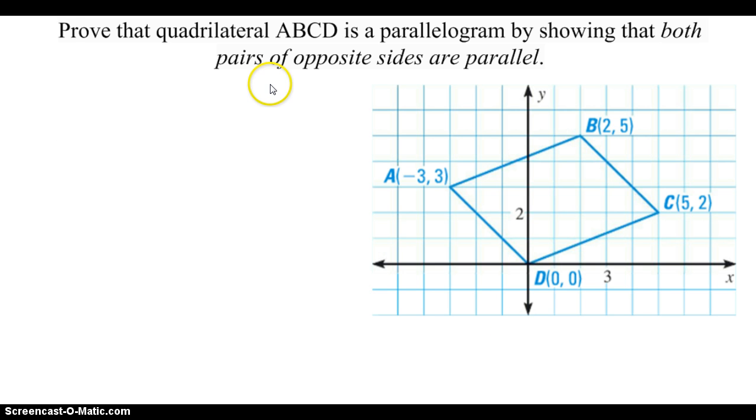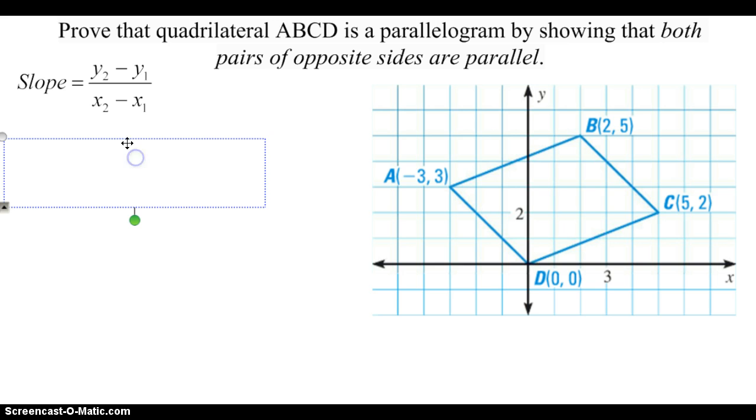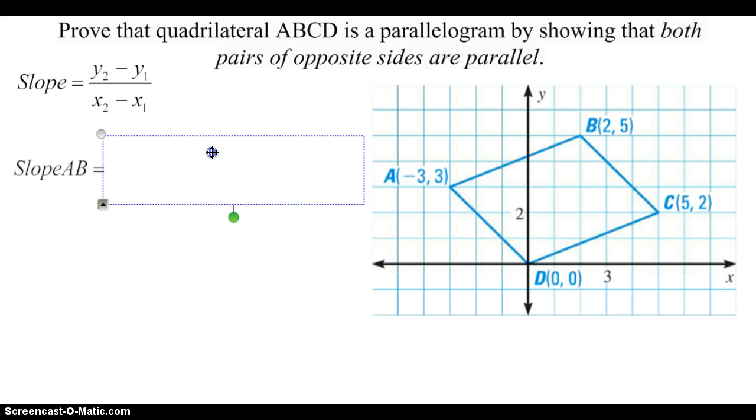Well, to prove something is parallel, we have to use the slope formula, which is on your formula sheet. It will not be on my test, but you can use your formula sheet. So I have to prove opposite sides are parallel. I'm going to start with the slope of AB. And so that's -3, 3, and 2, 5. So remember, it's rise, which is the y's, over the run.